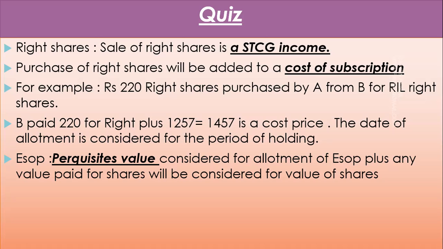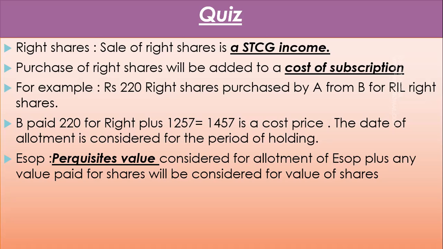Suppose in the reverse case, B paid 220 and he paid 1257. So 457 would be considered as a cost price, and the date on which allotment would be made would be the date considered for the purpose of long-term or short-term gain. The date on which the allotment will be made, that will be considered. The right share, when the company makes you entitled, that date would be the date on which you are entitled for.